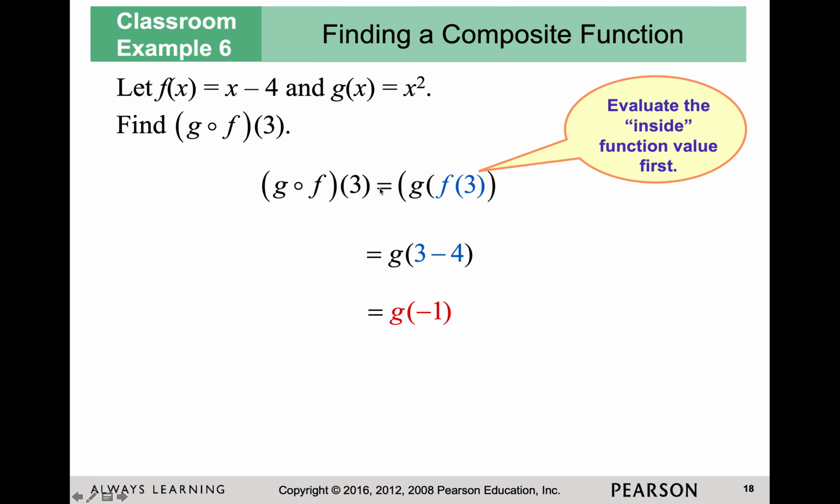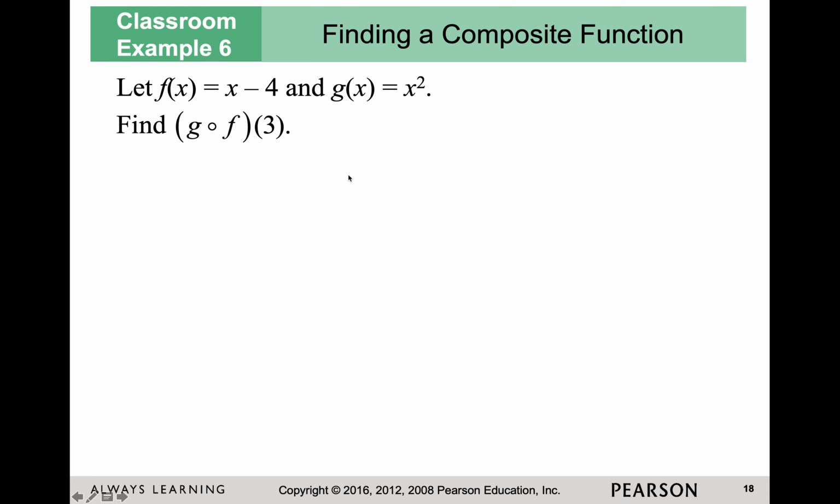So this time I'm doing the opposite, g of f of 3. So I'm taking g of f of 3. I reversed the order here, and I'm going to get a different answer. So instead of x in the g function, instead of x squared, I want to take my f of 3 value and replace that with x.